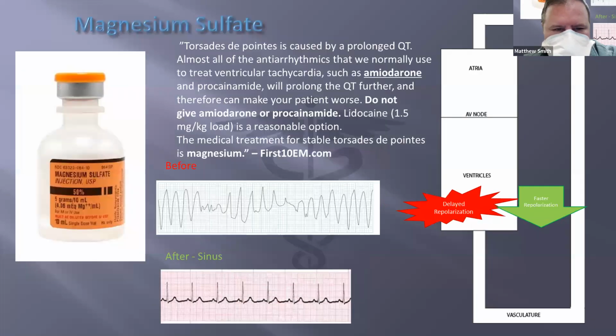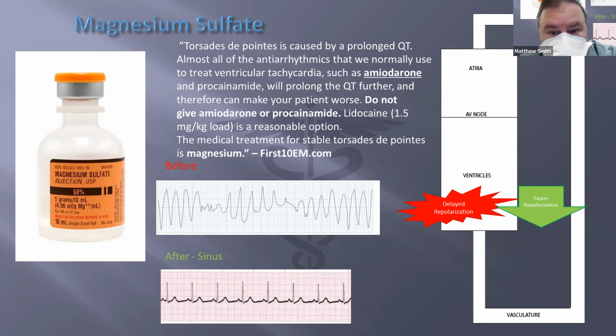And then finally, when we have delayed ventricular repolarization, we can give mag sulfate, which will decrease the time to repolarize, give us faster repolarization, and allow us to correct the conditions that are underlying torsades, and restore a normal heart rhythm. So those are the drugs that you as a paramedic need to be aware of to correct an abnormal heart rhythm.